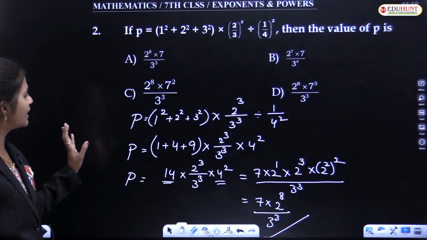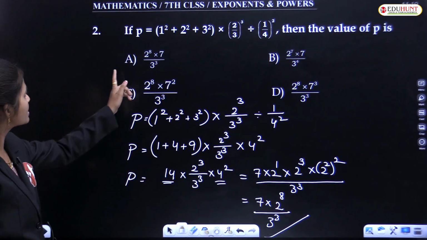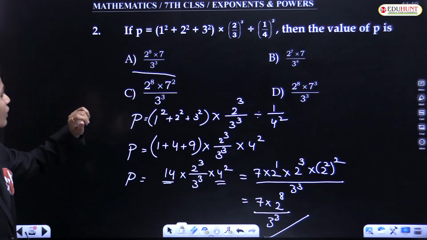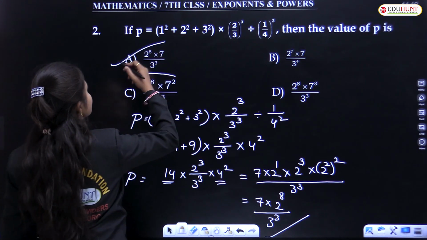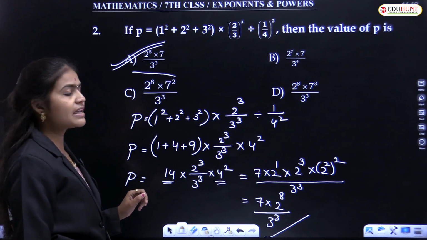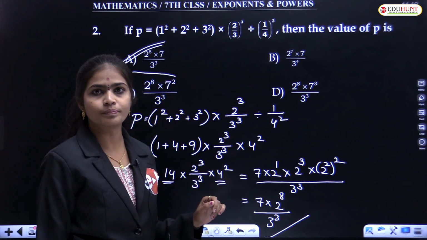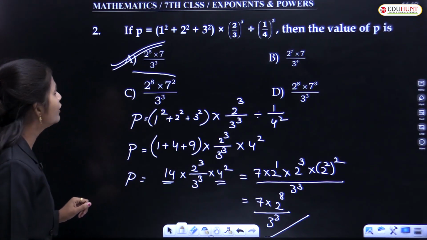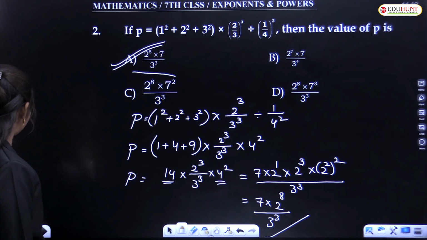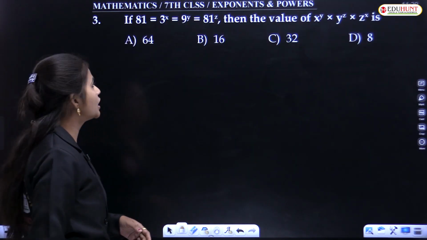So which option is correct here? 2 power 8 into 7 by 3 cube. Okay, so here option A is the correct one, 2 power 8 into 7 by 3 cube. Okay, so that is the correct option. So let us see the next question. So let us see question number 3 here.